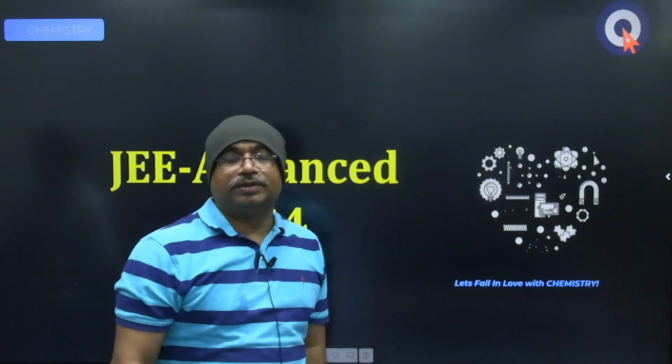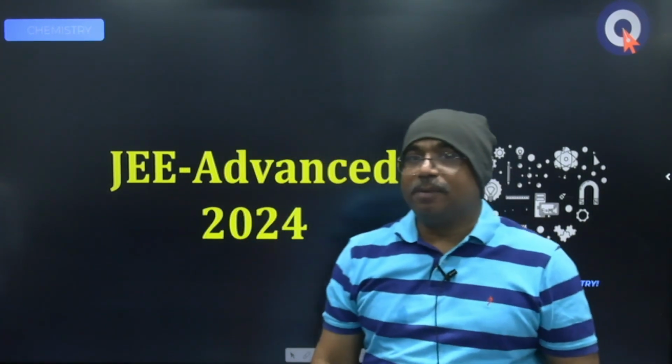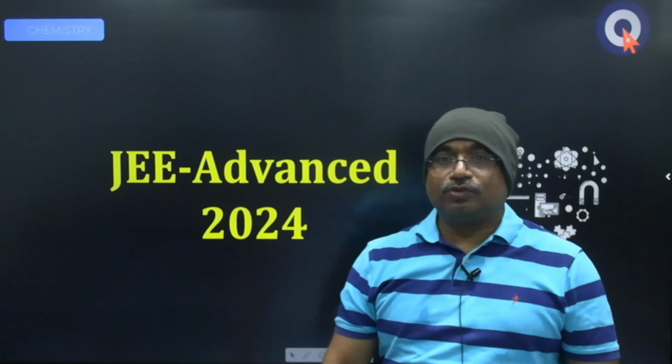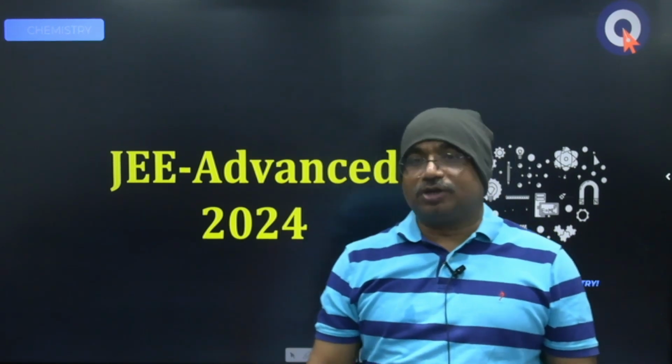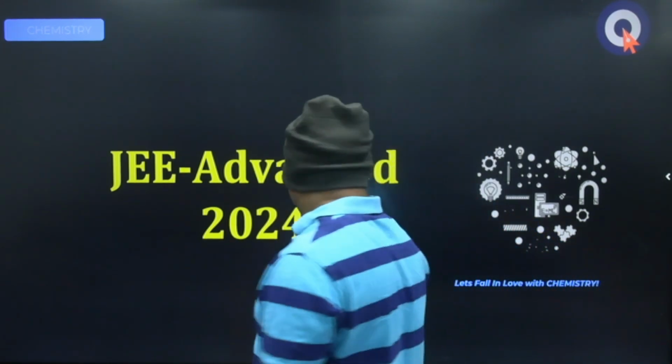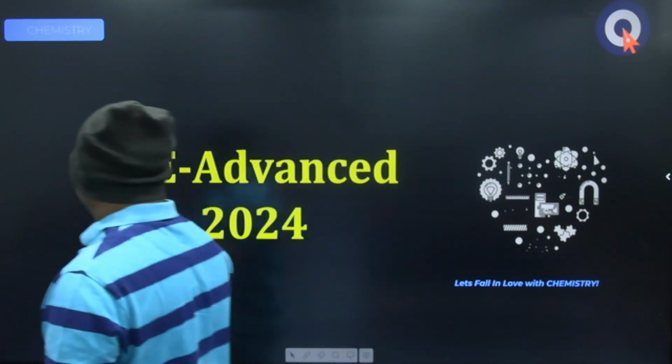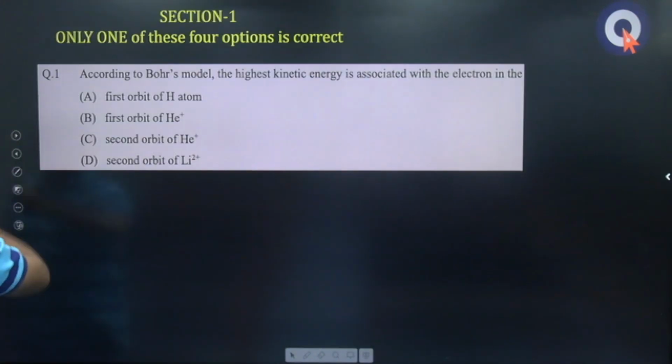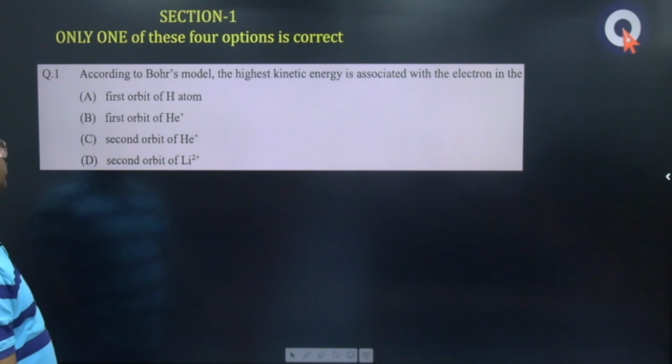Hello students, we will discuss now paper 2, JEE Advanced 2024 paper, chemistry paper. So let us start. Again, only one option correct type.